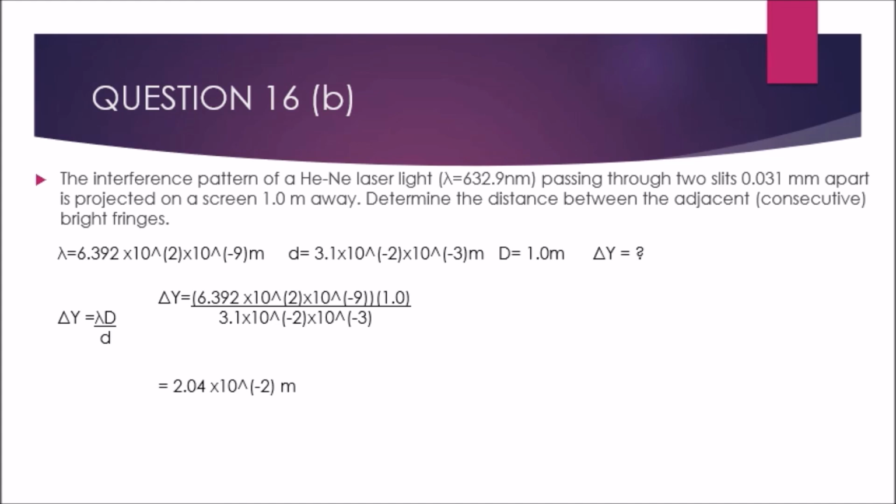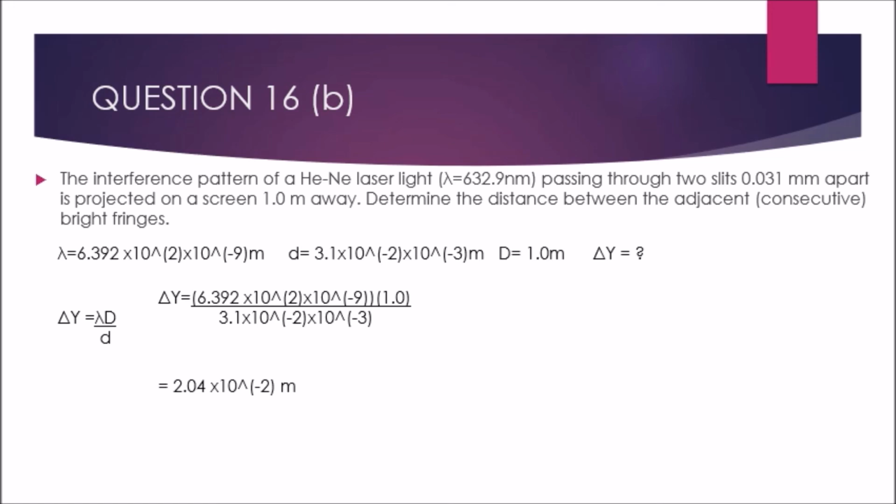First, let us track the information given in the question. The information given is lambda equal to 6.329 multiply 10 to the power of 2 multiply 10 to the power of negative 9 meter. The next information is the distance between two slits, which is small letter d. The value is 3.1 multiply 10 to the power of negative 2 multiply 10 to the power of negative 3 meter. The last information given is the distance of the screen from the slits. The value is 1.0 meter.